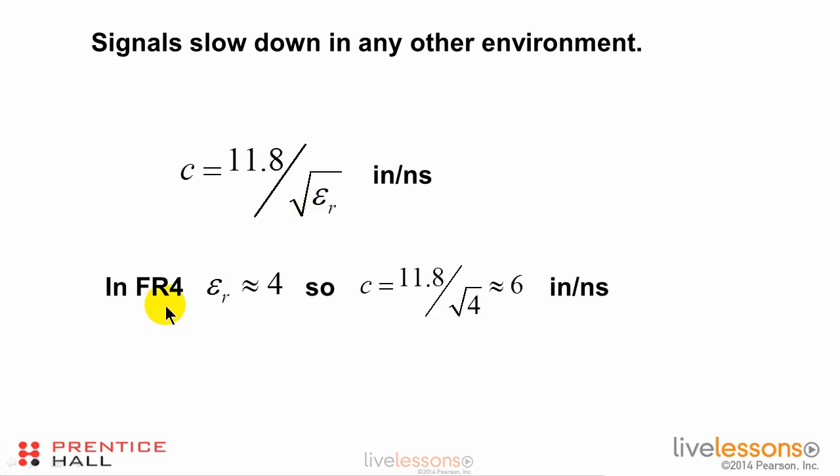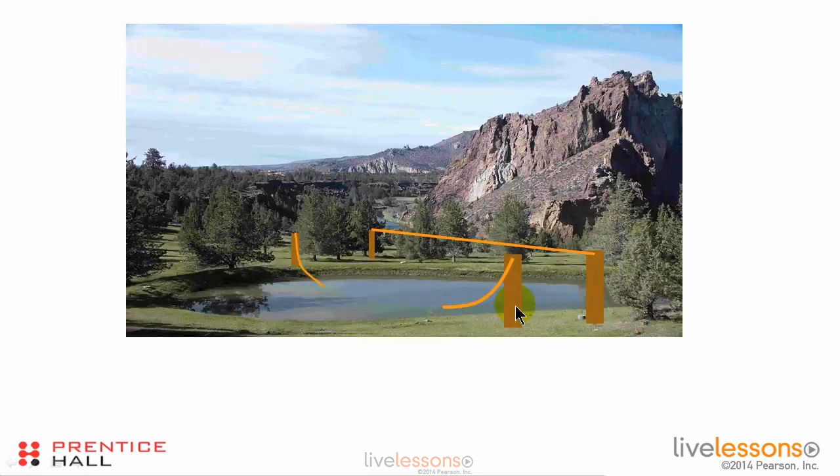Well, in FR4, the relative dielectric coefficient is approximately 4, and so the speed of light is 11.8 inches per nanosecond divided by the square root of 4, which is approximately 6 inches per nanosecond. And that's the rule of thumb that we're familiar with. Signals on our boards travel at approximately 6 inches per nanosecond. That comes from this kind of analysis that we just went through. It's an approximation, but it's a pretty good approximation. We can get closer if we need to.